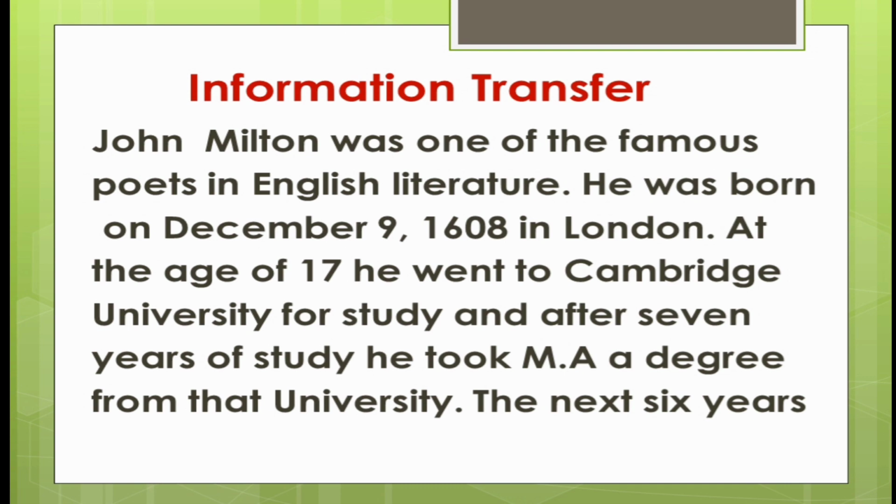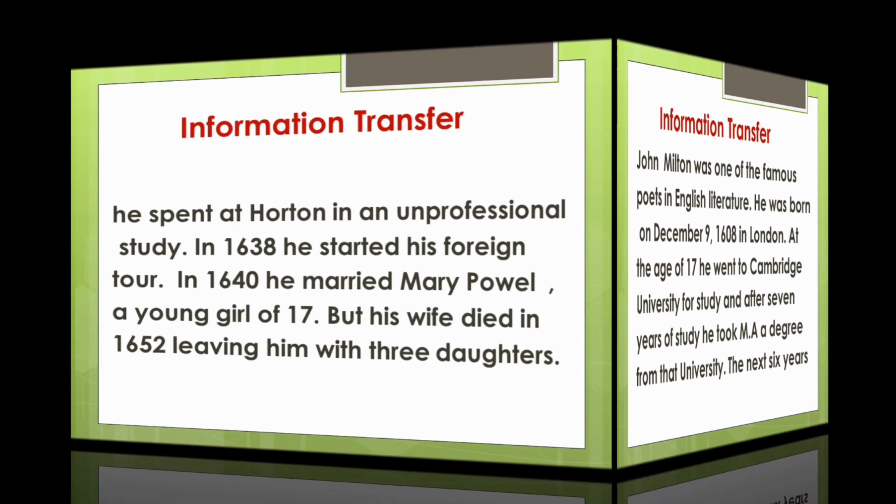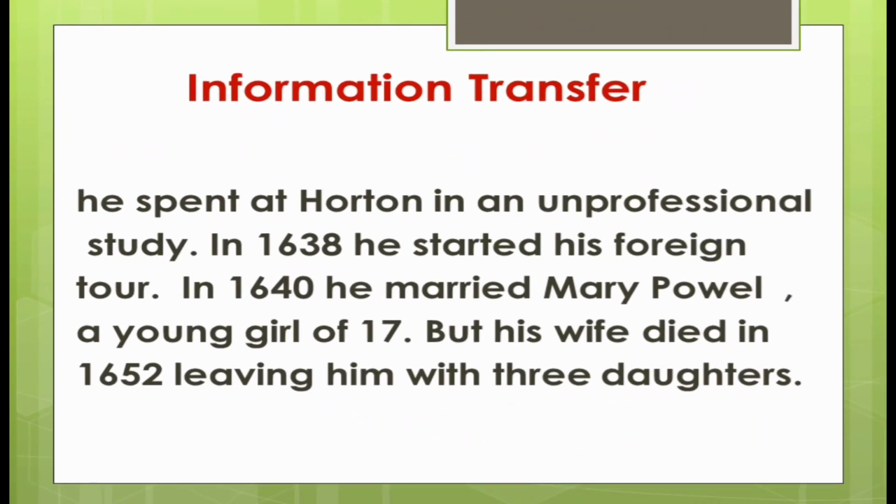Dear students, as you can see, all the information is very important. Now, the next 6 years he spent in Horton in unprofessional study. In 1638, he started his foreign tour. In 1640, he married Mary Pole, a young girl of 17. But his wife died in 1652, leaving him with 3 daughters.